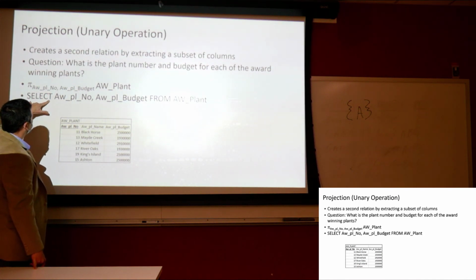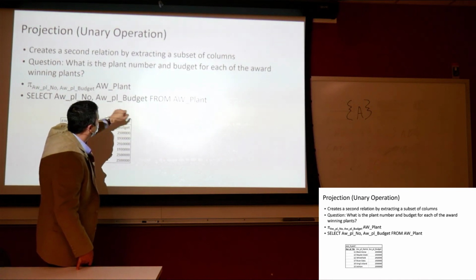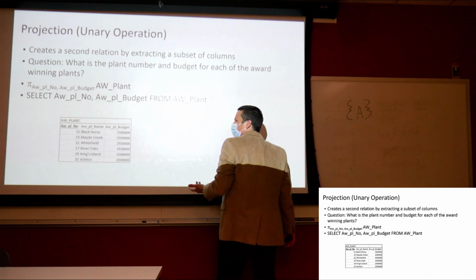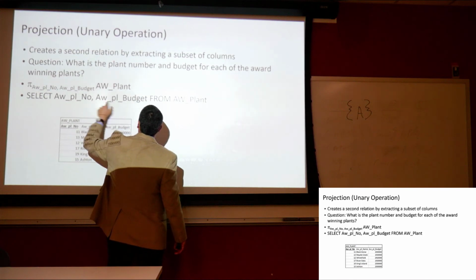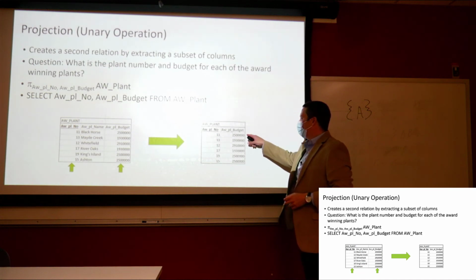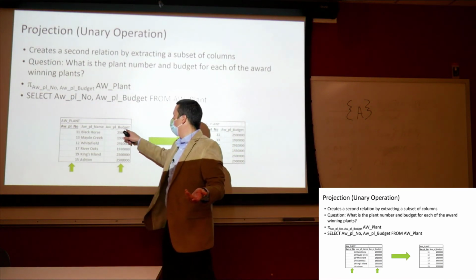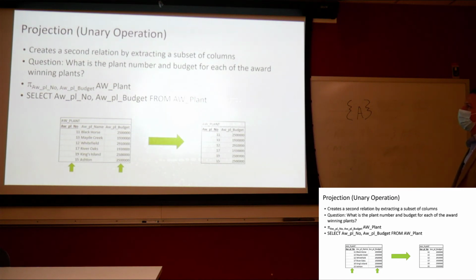would look like this. Select, and here's our comma delimited list of attributes, AW plant number and AW plant budget, from this table or relation AW plant. So even though it's project, it's still right here after the select, right? So it's select, and then here are the attributes we're projecting from AW plant. And so now we have the same cardinality. We didn't reduce the number of tuples or rows, but we do have a reduced degree. Our degree went from 1, 2, 3 down to just 2. Okay? So we still simplified this relation that results.